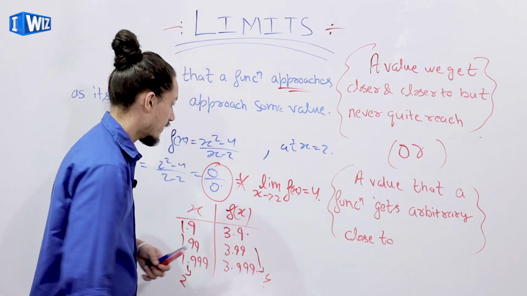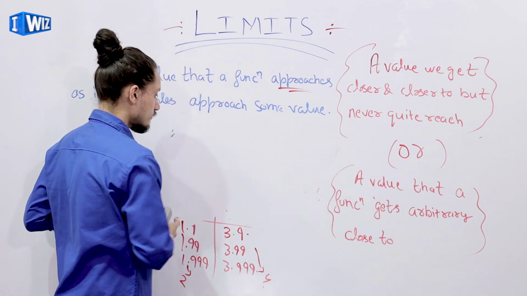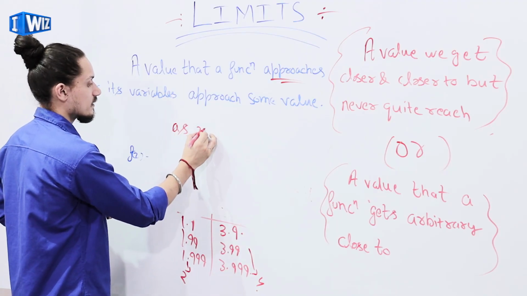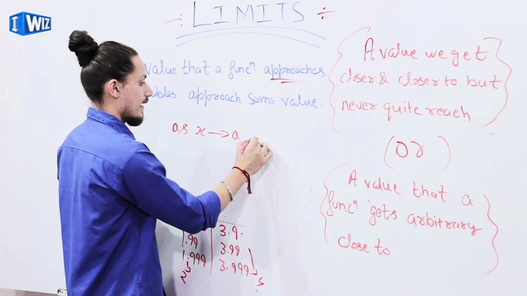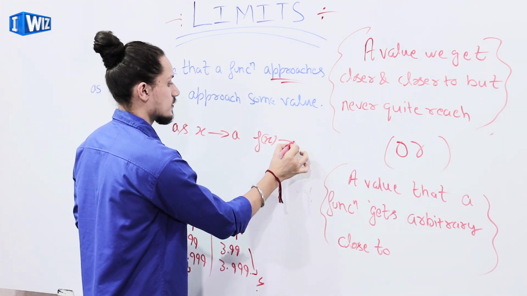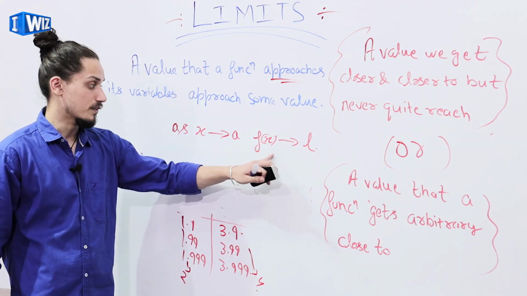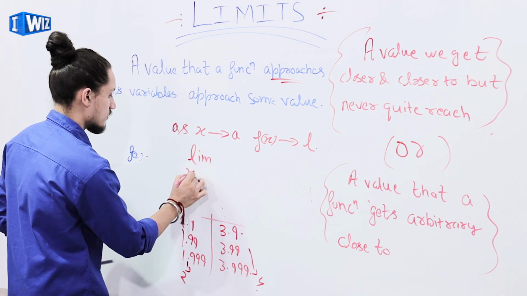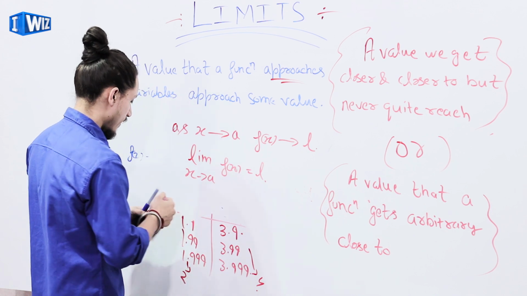Now let's see how we write limits mathematically properly. If I say that as x approaches a certain value a, f(x) approaches a certain value L, this L is called the limit of this function, and we write it as limit x approaches a, f(x) is equal to L.